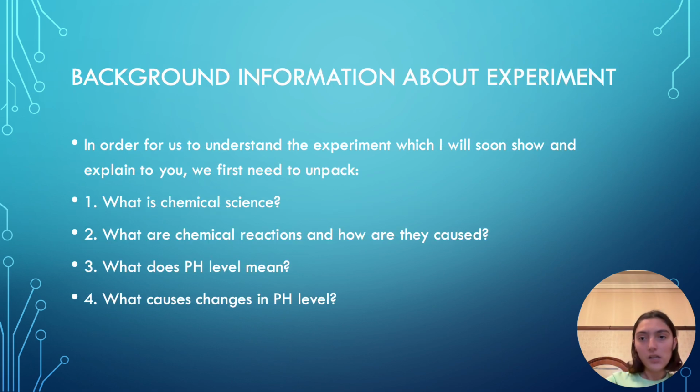Now, before we delve into the experiment, it is important that we discuss some useful information in order to understand and unpack our topic, such as what chemical science is about, what chemical reactions are, what pH level means, and what can cause changes in pH level. This is going to be discussed before the experiment, so make sure you're listening very clearly.